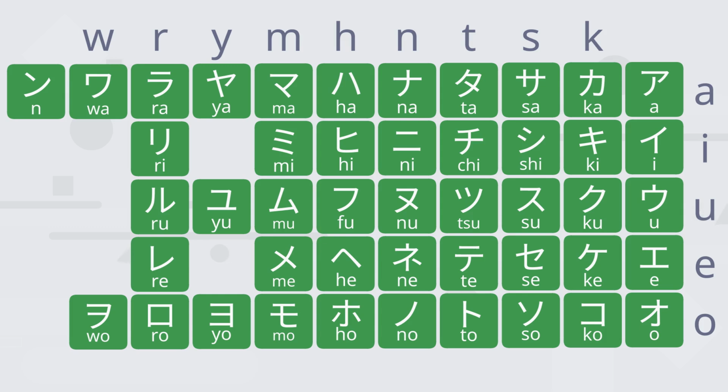Here's a quick read-through of each katakana character. A, I, U, E, O. Ka, ki, ku, ke, ko. Sa, shi, su, se, so. Ta, chi, tsu, te, to. Na, ni, nu, ne, no. Ha, hi, hu, he, ho. Ma, mi, mu, me, mo. Ya, yu, yo. Ra, ri, ru, re, ro. Wa, o, n.